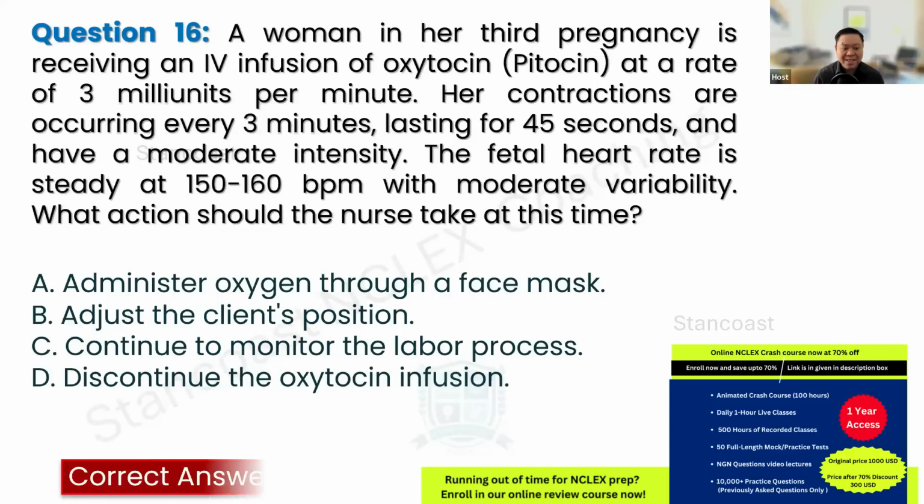Your answer here should be letter C. The contraction pattern, fetal heart rate, and the variability in this scenario are all within the normal parameters, indicating that the labor is progressing well. So in this case, it is appropriate for the nurse to keep monitoring without making additional interventions. Now, letter A is incorrect because there is no indication of fetal distress or abnormal maternal signs requiring oxygen support at this time.